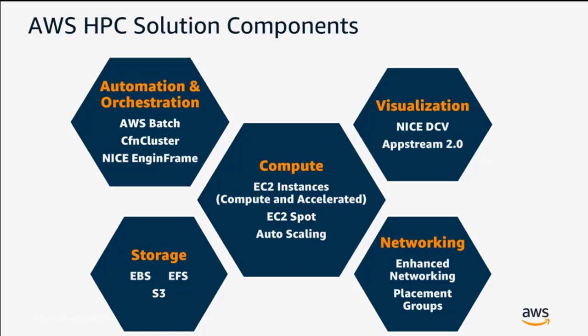Networking connectivity that provides not just basic networking functionality, but also enhanced networking and the ability to group together EC2 instances into placement groups. And then extended application level components such as DCV and AppStream that give excellent visualization capabilities to resources that are remote from the cloud.